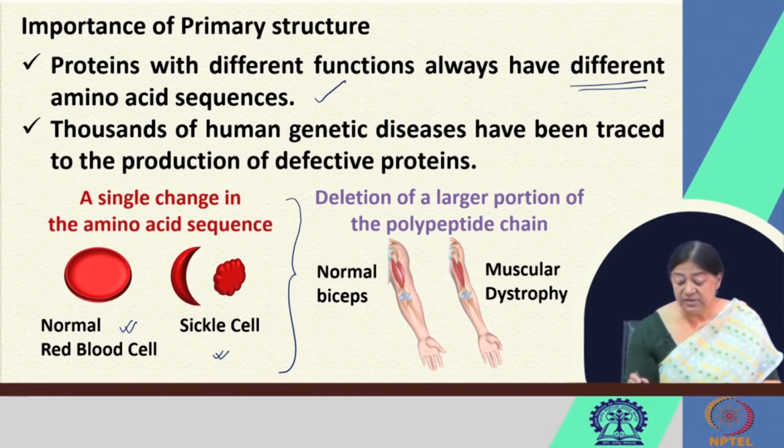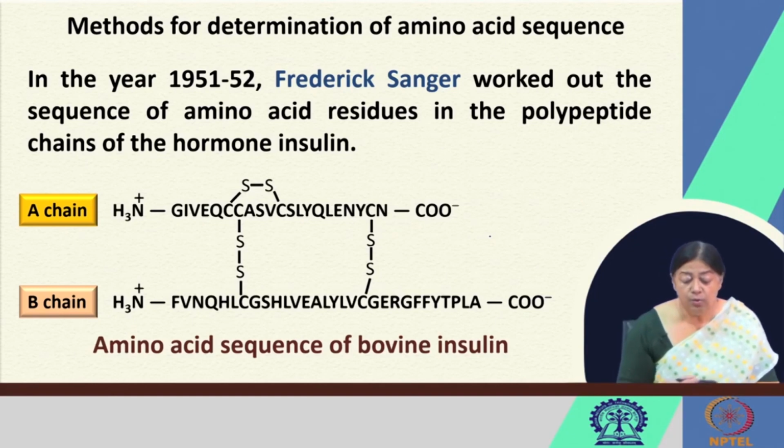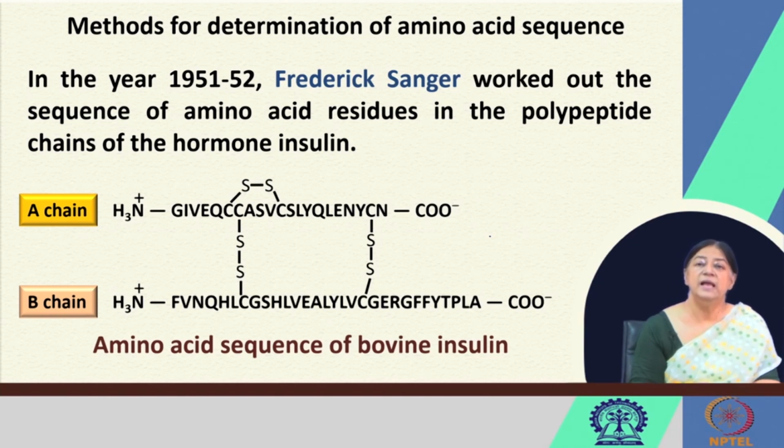Similarly, in muscular dystrophy, there is a deletion of a large portion of a specific polypeptide chain, leading to impaired function. So, we realize the importance of the primary structure, the importance of the sequence of amino acid residues in the specific way they form, because that is going to be dependent on how they fold in three-dimensional space. Now, if we want to look at the amino acid sequence, there are methodologies that help us in determining the sequence of the proteins.